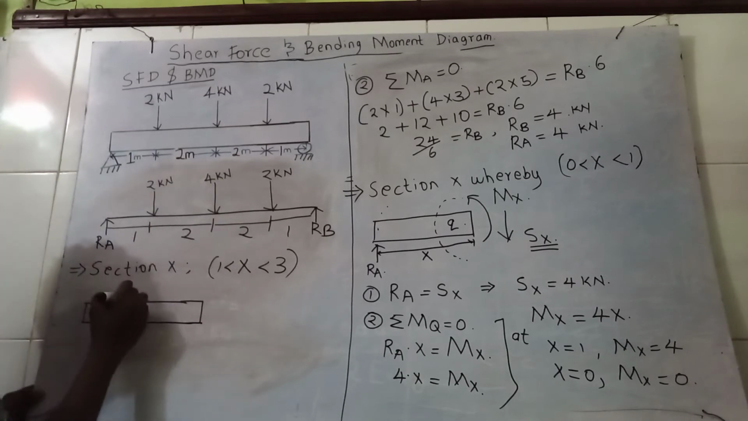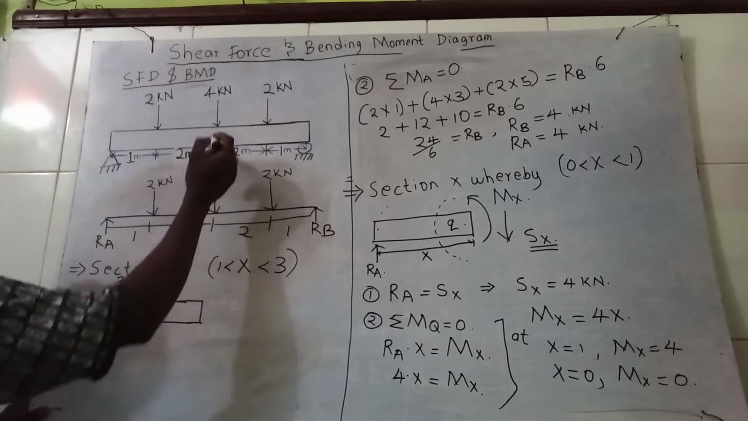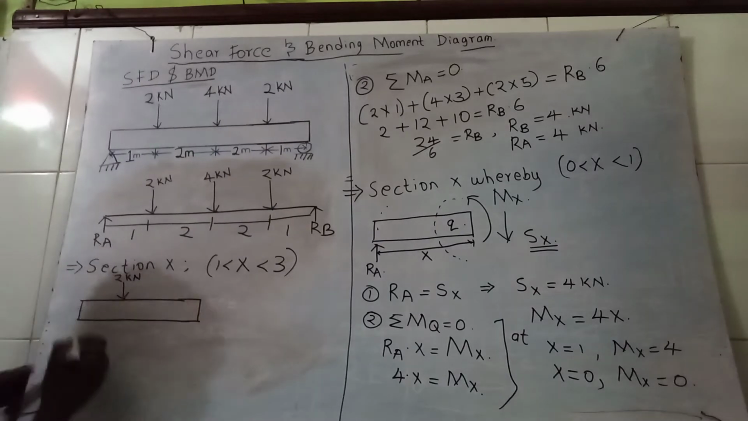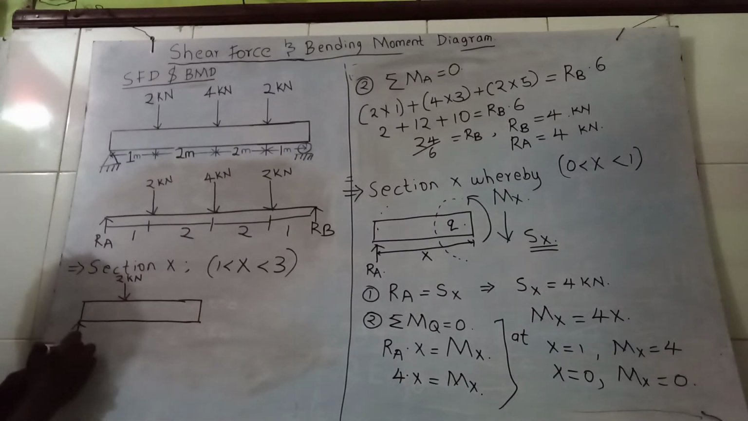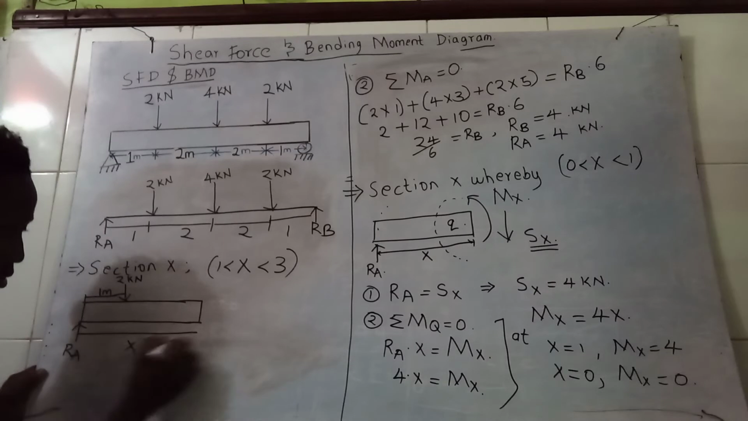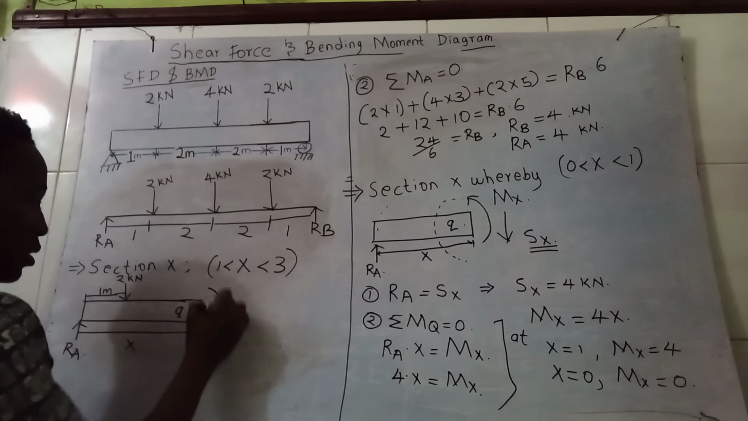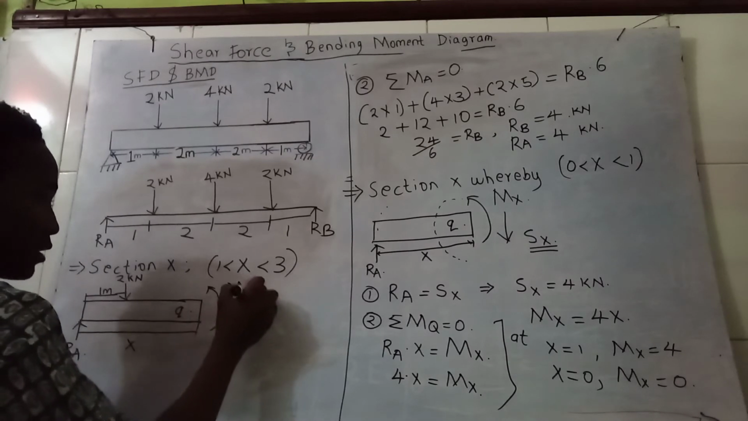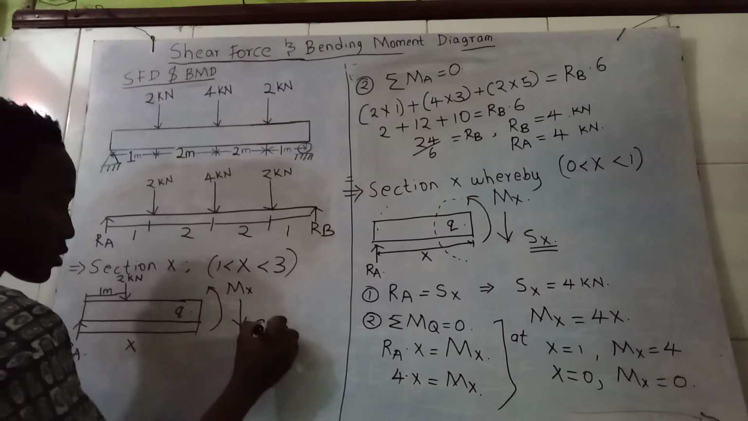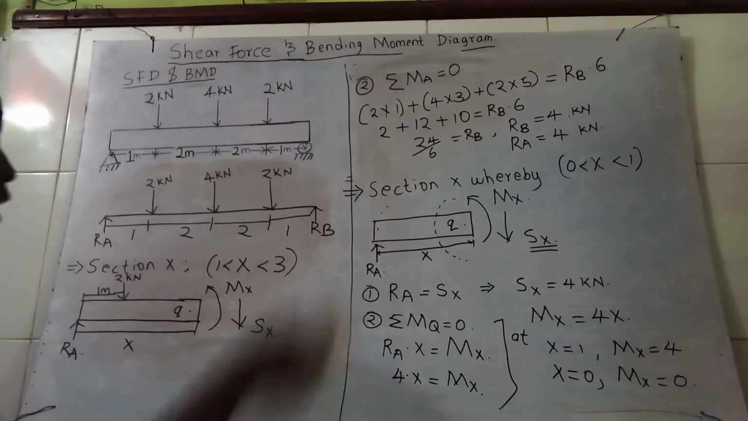So we have our 2 kilonewtons. X is less than 3, so we're not going to include the 4 kilonewtons. Then my reaction force RA from this point to this point is a distance of 1 meter. Then the whole of this has a distance of X. So inside here, my point Q, then moment MX, and a shear force SX. So this is now what you're going to analyze.